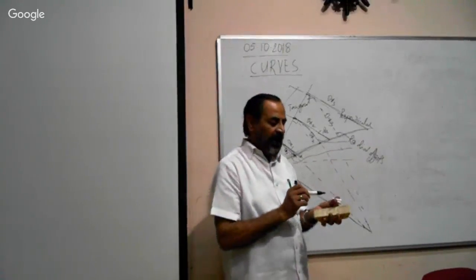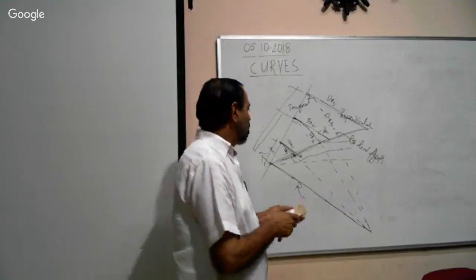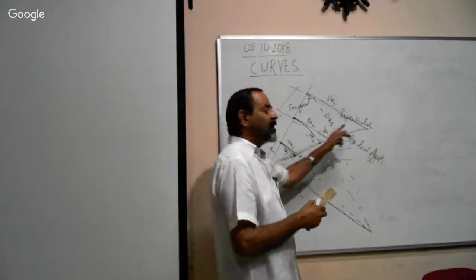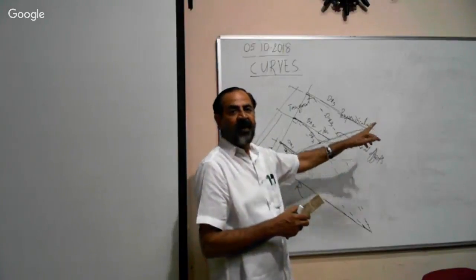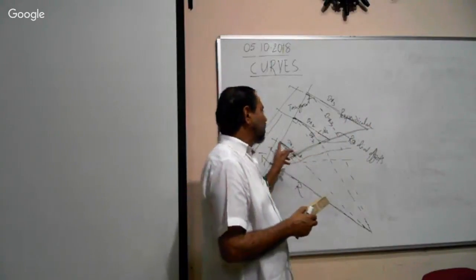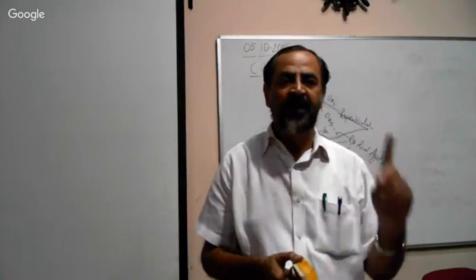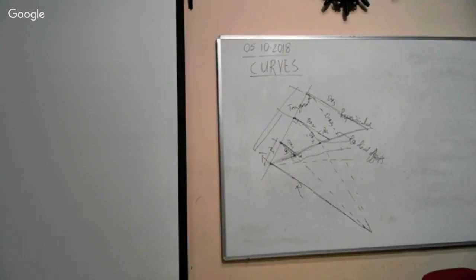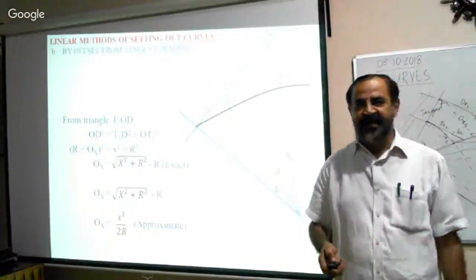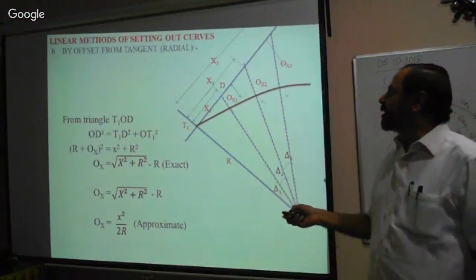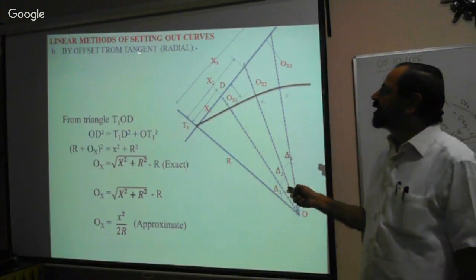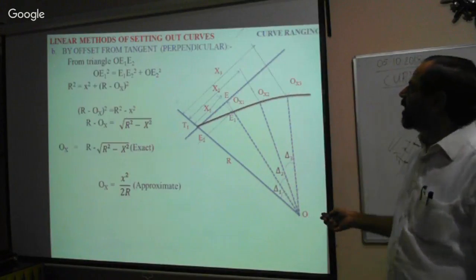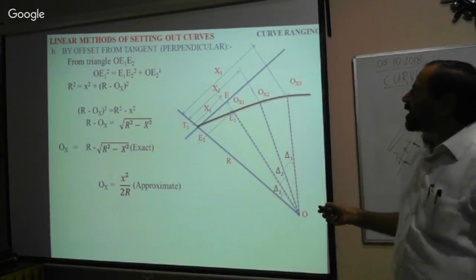Now there are two ways we can draw the curve, we can lay the curve in the field. One method is the perpendicular offset method, that is, the perpendicular offset from the tangent. The other method is the radial offset from the tangent. Can you recognize this?